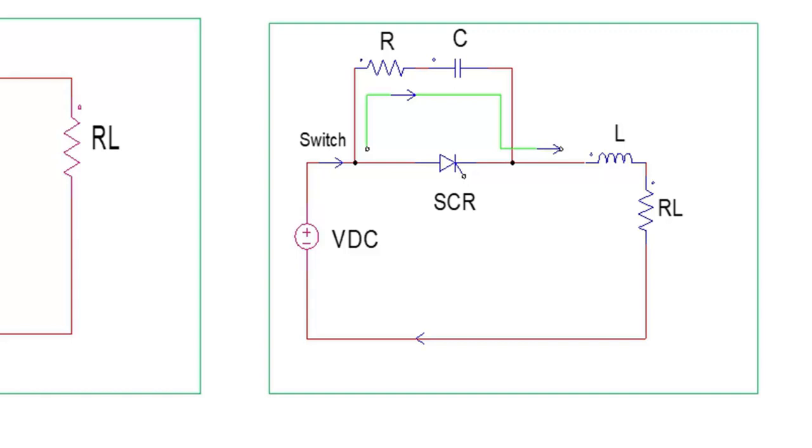Now to protect it from high dVdt, a capacitor is connected along with R across the SCR. So when gate pulse is absent, then capacitor will charge till VDC. So the voltage across SCR is now VDC. Now when gate pulse is applied across the SCR, then the capacitor will discharge through the SCR. So you can say that the problem of high dVdt is solved here because that dVdt is now absorbed by the capacitor.